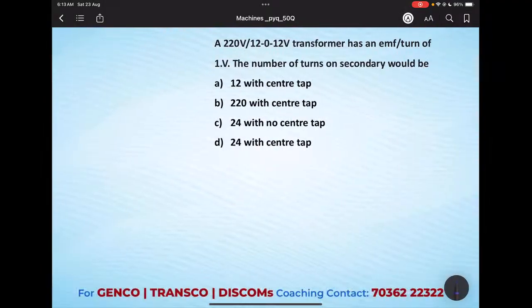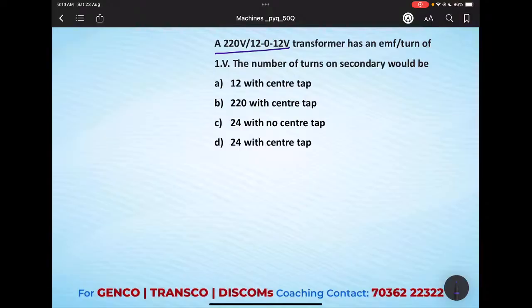The next question is about a 220/12 volt transformer that has an EMF per turn of 1 volt. The number of turns on the secondary would be? Okay, so first of all we see the given data. What is the given data? Here it is about the secondary side.